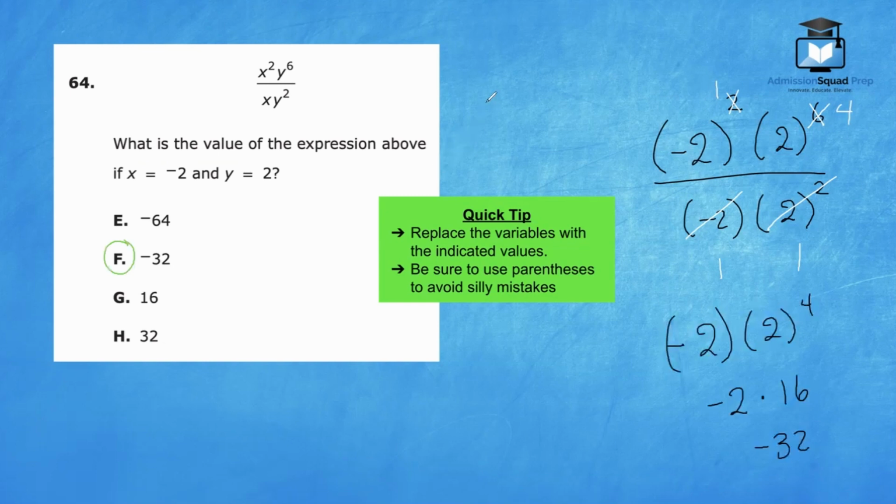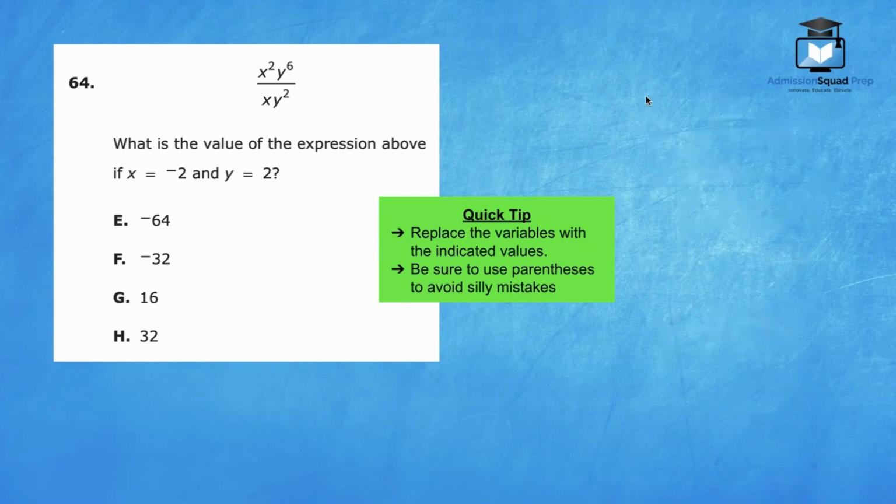If this solution was a little bit confusing, I'd like to show you a way that you can expand the exponents so you can see exactly what's going on. For the expanded version, we will still start by substituting the values.